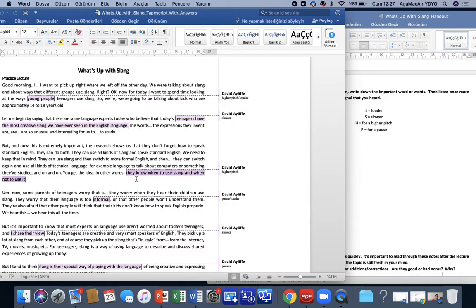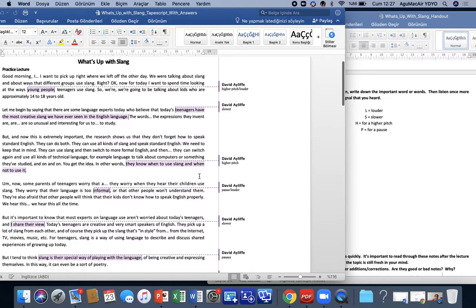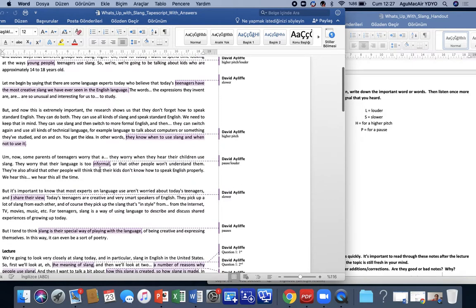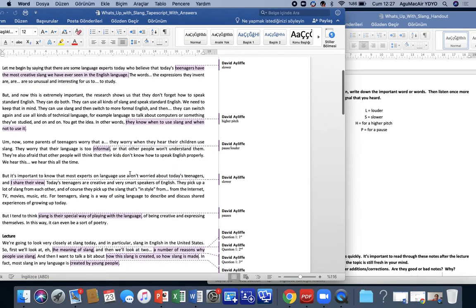And the next one is this: they know when to use slang and when not to use it. And the lecturer says this in a higher pitch. And the next one, informal, and the lecturer pauses or says this in a louder way. You can write both of them or one of them. And the other one is, I share their view. I share their view, and the lecturer said this in a slower way.